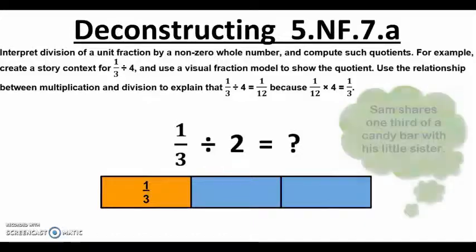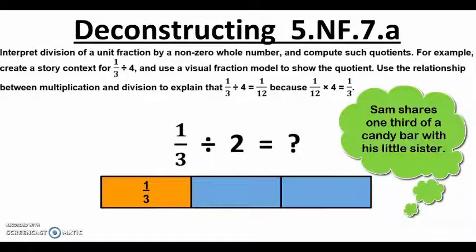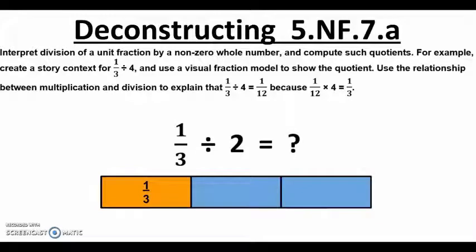He has to split it into 2 equal parts in order to share with his sister. What part of the whole candy bar will Sam and his sister get? So now we have 1/3 divided by 2. In providing simple, relevant story context like this, it becomes vital for students to hone in on understanding through visualization.